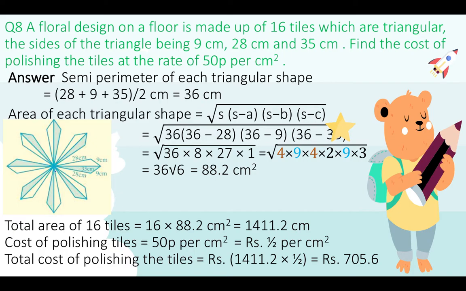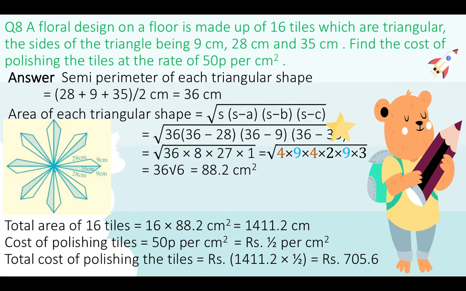Now what is asked in the question is, we have to find the cost of polishing the tiles at the rate of 50 paisa per centimeter square. To find out the cost, first I have to calculate the areas of each tile. I have 16 tiles, so I will first find out area of one tile by Heron's formula because I am given sides. Then I will multiply this one area of the tile with number 16 so that I get the total area of 16 tiles.